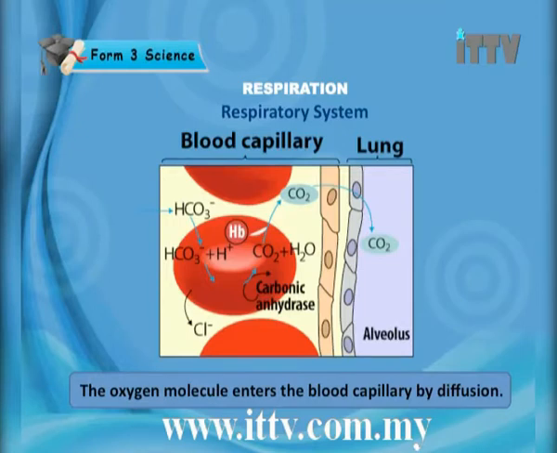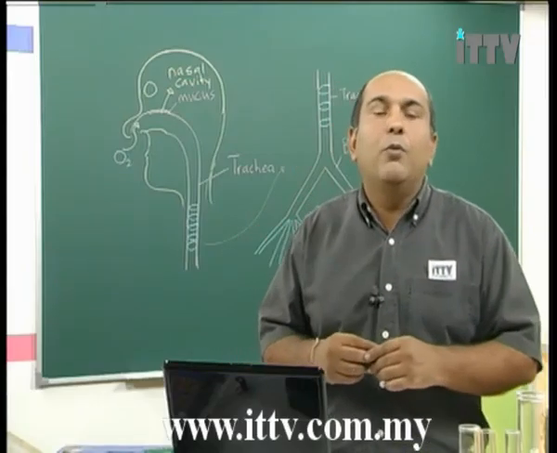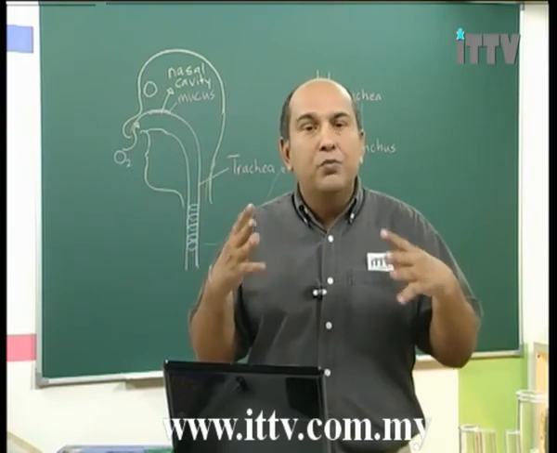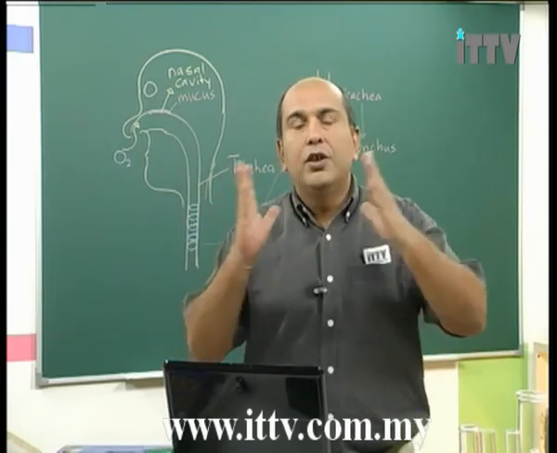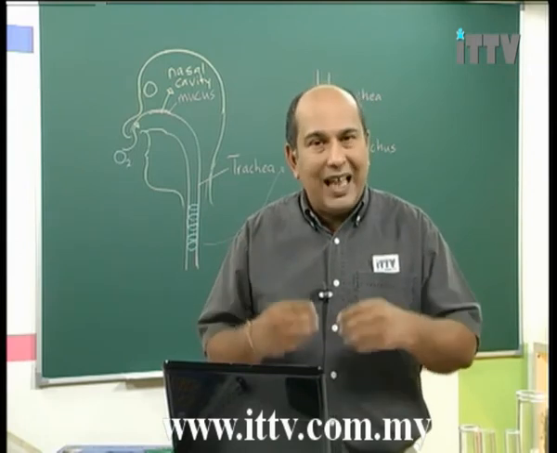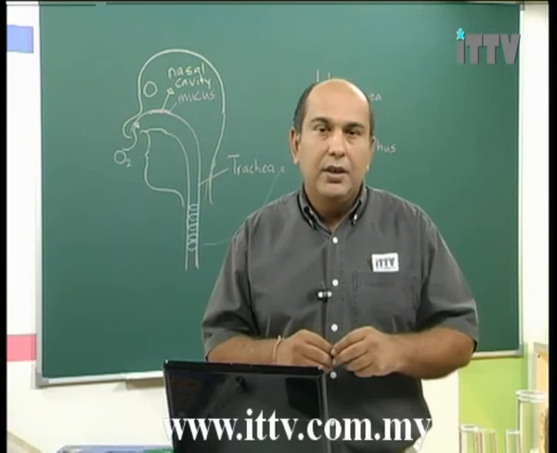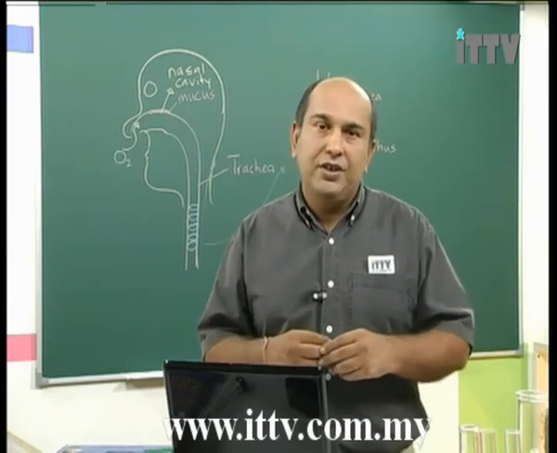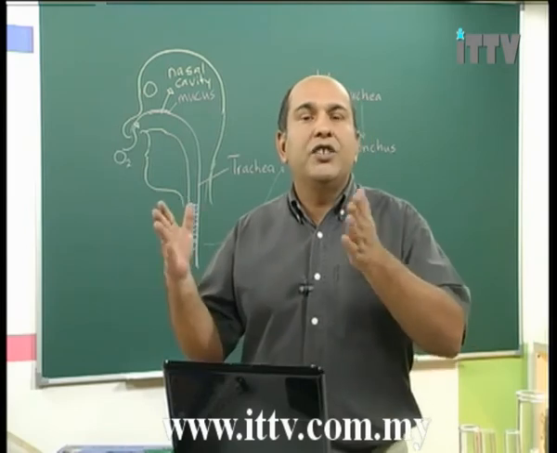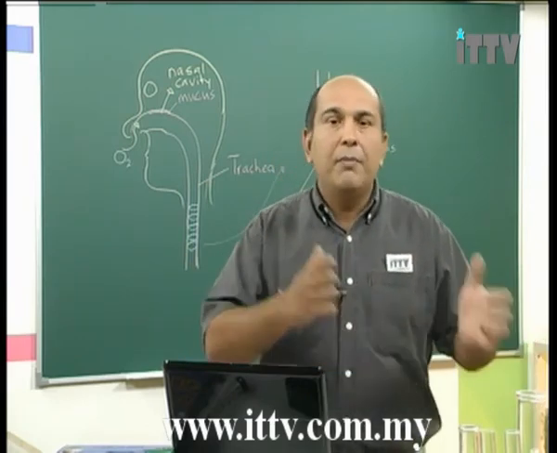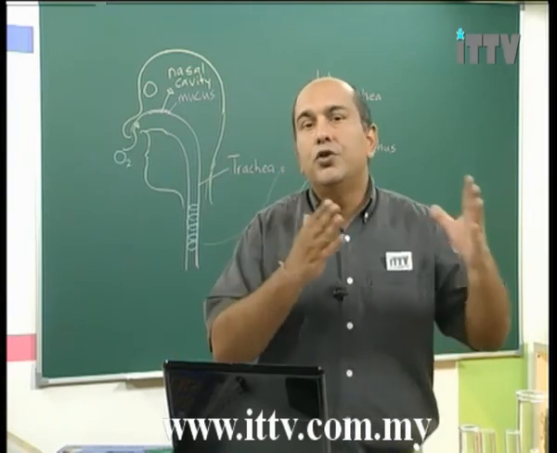The oxygen molecule enters the blood capillary by diffusion. Now, you've learned diffusion in Form 1, in Chapter 3 of Matter. Just remember, diffusion is where particles move from high concentration to low concentration. In the alveoli, there is a lot of oxygen. In the blood, there is just a little bit of oxygen. So the alveoli has high concentration of oxygen, the capillary low concentration of oxygen. Therefore, oxygen will naturally diffuse from the alveoli into the blood. Remember, you go from high concentration to low concentration.